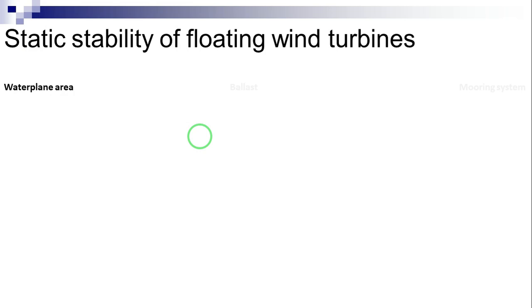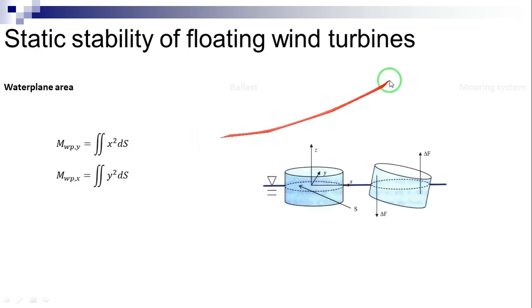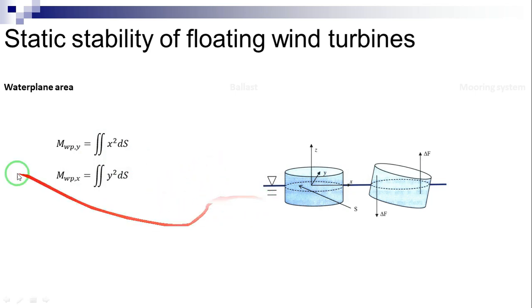Water plane area moment about x and y axis are given by the equations below, and the effect of water plane area moment on the structure's restoring is shown in this figure. S in this integral represents the water plane area surface when the structure is not offset in pitch or roll.